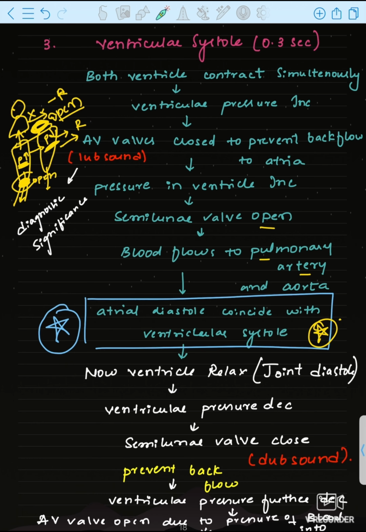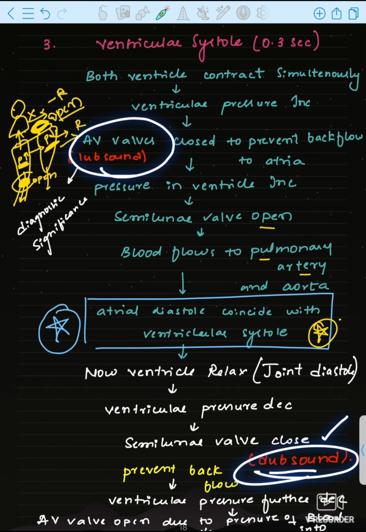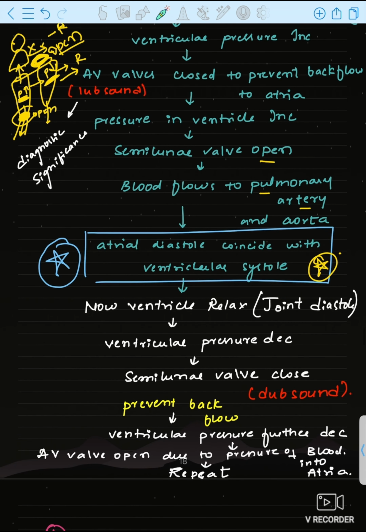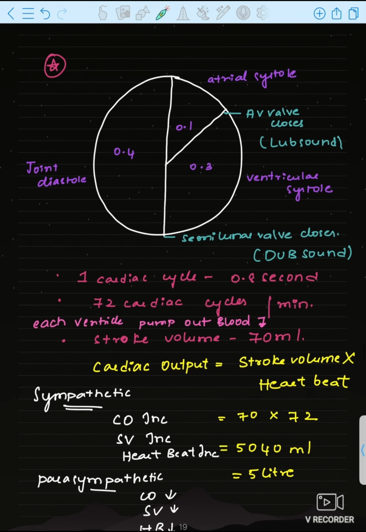As pressure decreases, the pulmonary semilunar valves will close to prevent the backflow. That is called the dub sound. This is also heard by stethoscope. Lub sound is the closure of the AV valve and dub sound is the closure of the semilunar valve, to prevent the backflow. Now ventricular pressure will decrease further, and the AV valve as usual opens because everything will be in the joint diastolic condition. So again there will be a repeat of the cycle. See here it is in short.